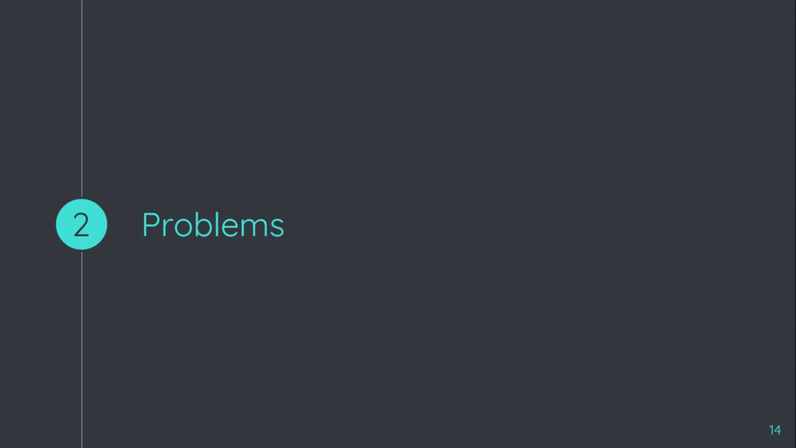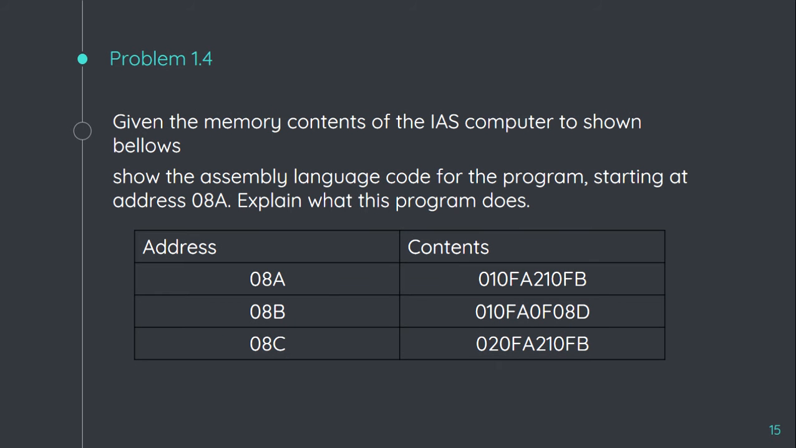Now the second section, which is the problems. Problem 1.4. The question is, given the memory contents of the IAS computer shown below, show the assembly language code for the program starting at address 08A, and explain what this program does.